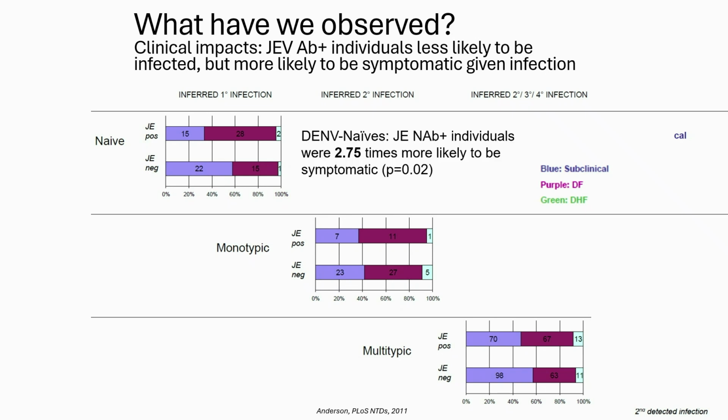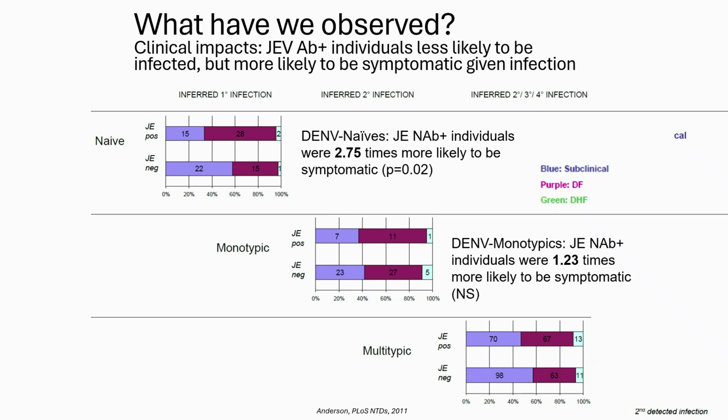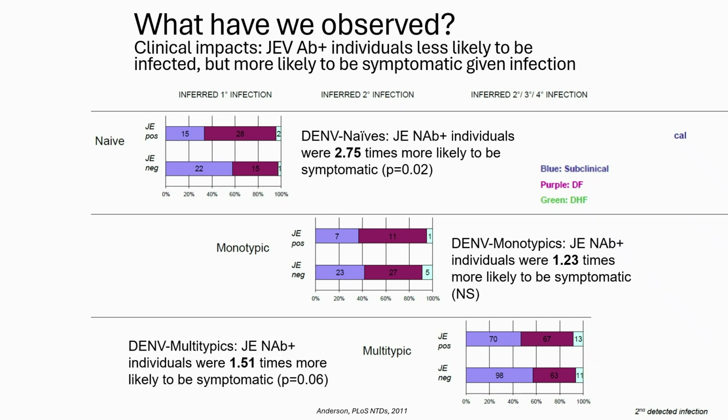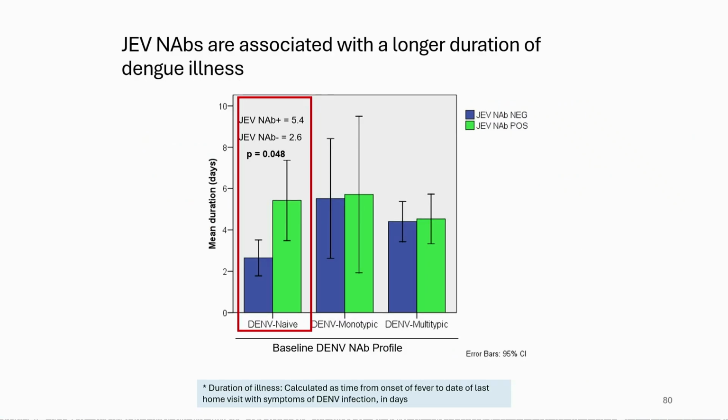And what we observed is that if you were dengue naive but had JE immunity, you were about 3 times more likely to be symptomatic given infection. And you had an elevated risk as well, depending on whether or not you had dengue multitypic immunity and JE or not. So interestingly in this study, the risk of infection was lower if you had JE immunity, but the risk of illness given infection was higher. In this study as well, among individuals who were dengue naive but had JE immunity, their duration of illness with dengue infection was about twice as long.